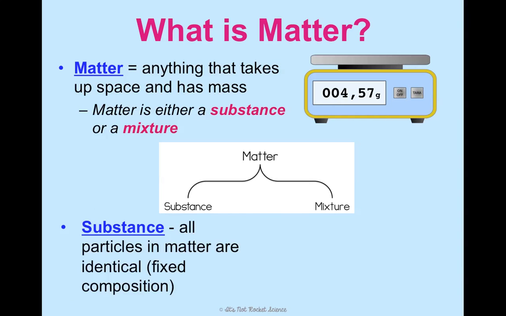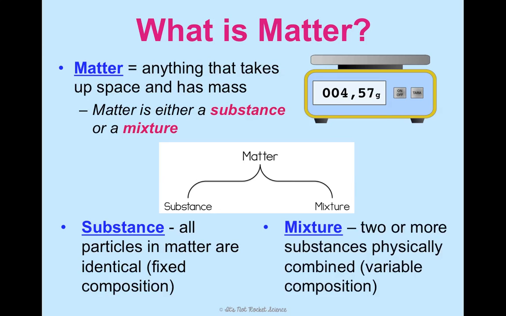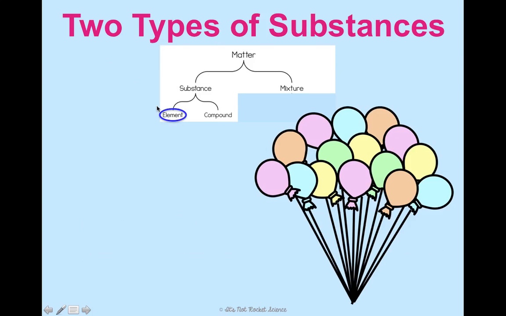So first, a substance is where all the particles in matter are identical. We would say that they have a fixed composition within them, whereas a mixture is two or more substances that are physically combined and they have a variable composition. It's not the same throughout, and that's going to make a little bit more sense as we dig deeper. So let's talk a little bit more about substances. Substances we can subdivide into elements or compounds.